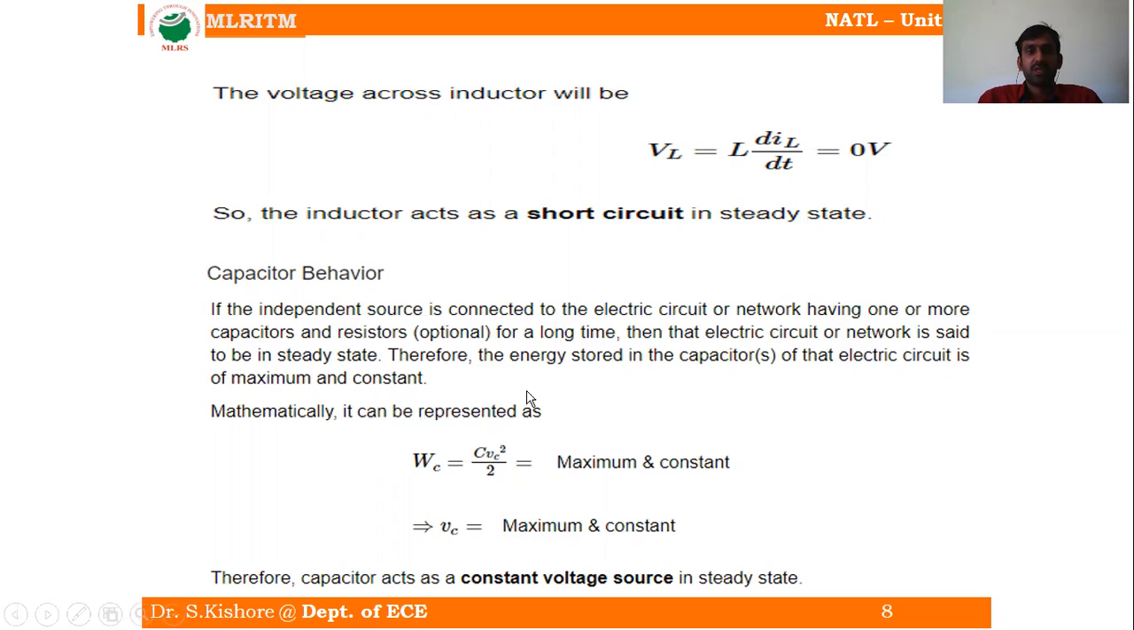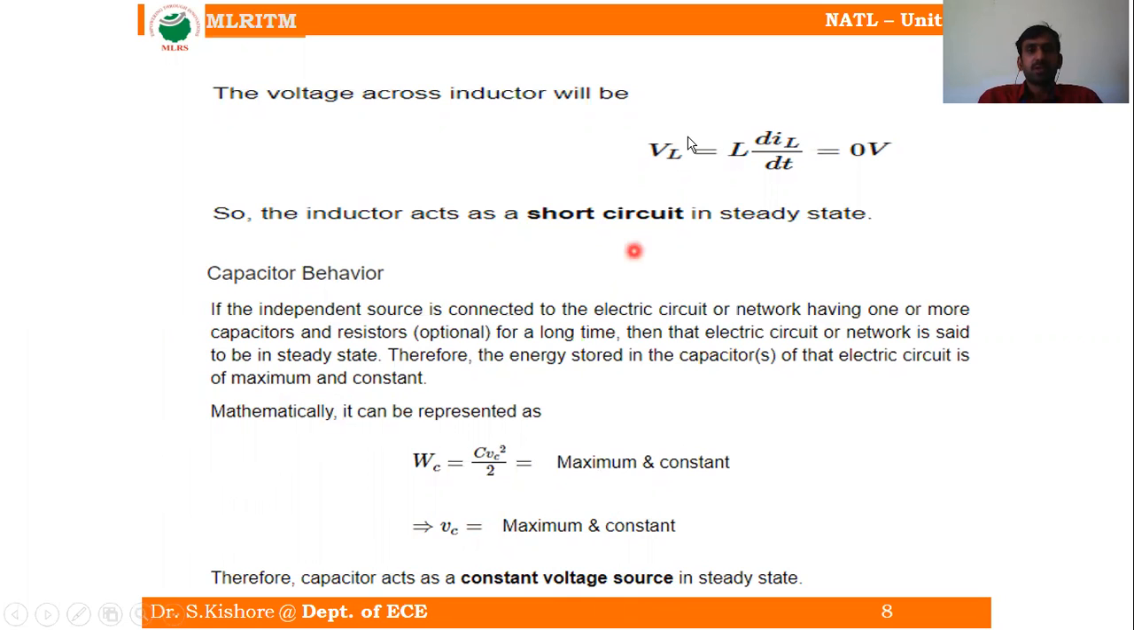If you want to represent the same thing mathematically, the energy stored in the capacitor is half CV square. Here I have written half C VC square, where VC is nothing but the voltage drop of the capacitor. So VC is the maximum and constant value here. So the capacitor is going to act as a constant voltage source in the steady state. Is it clear?